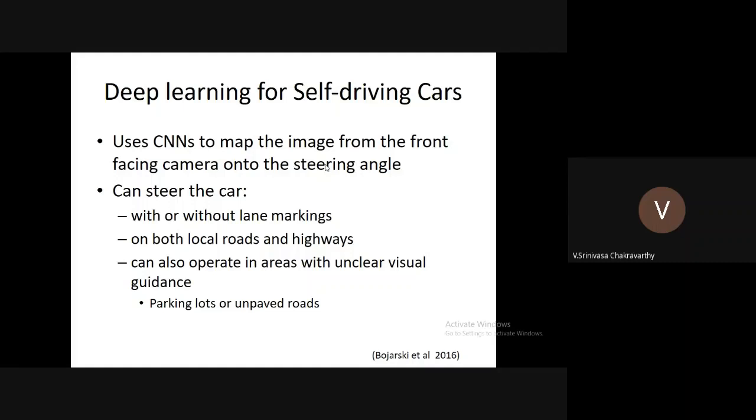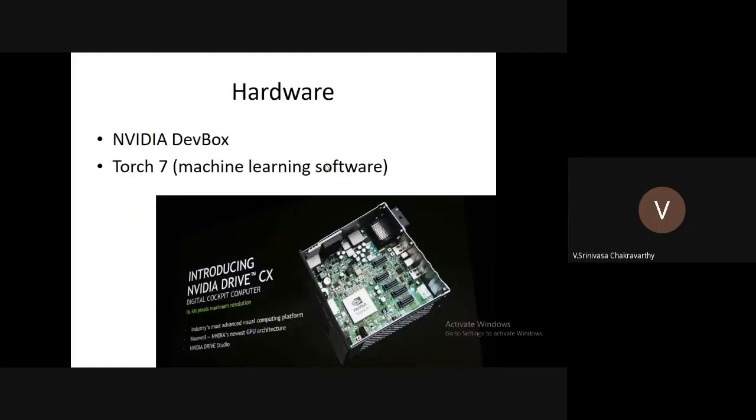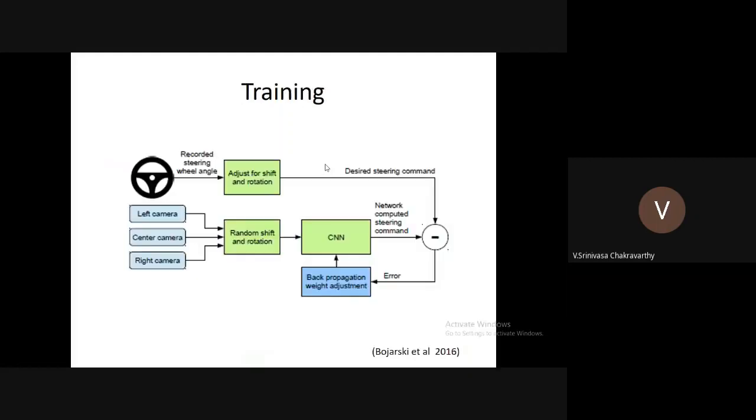So this system can drive a car under special conditions. It can drive without lane markings on both local roads and highways, and can also operate in areas with unclear visual guidance. But braking is separately controlled. The hardware used is this NVIDIA dev box, which can run machine learning software.